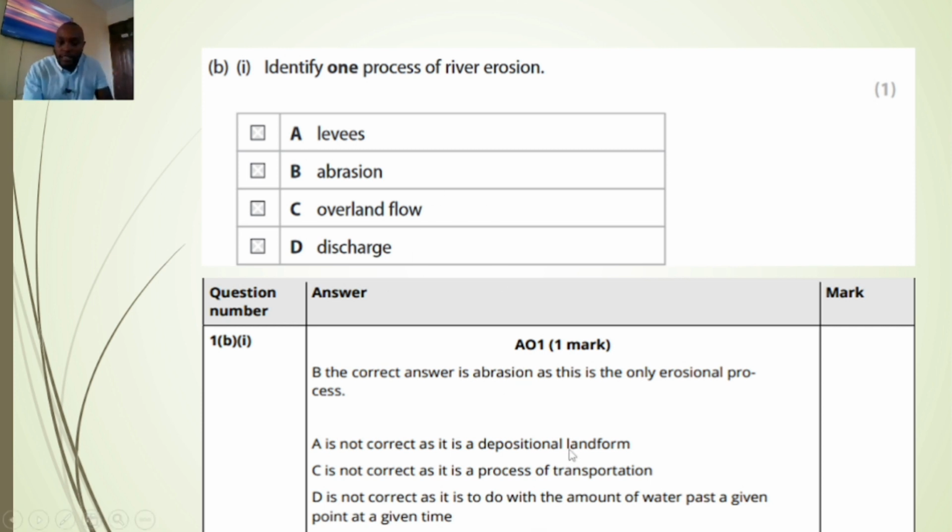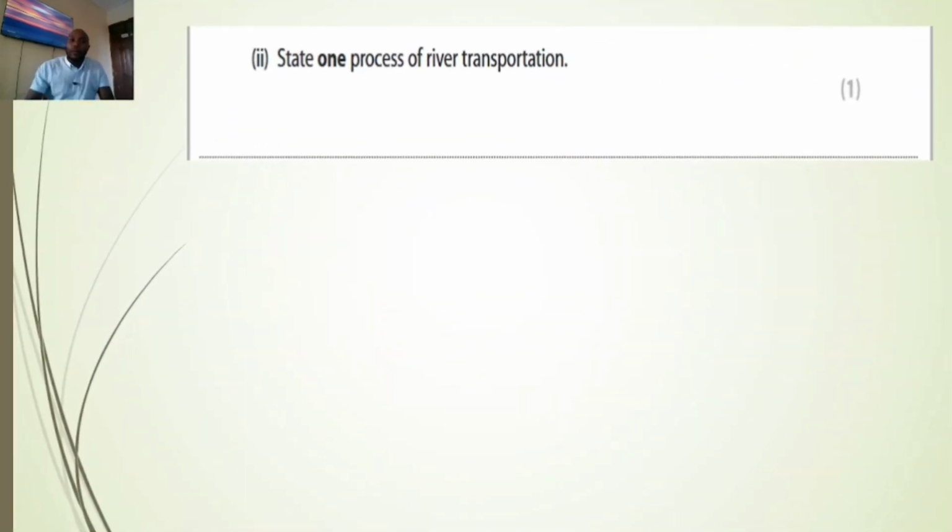So A is not correct, it is a depositional landform. C is not correct, it is a process of transportation. And then D is not correct, as it is to do with the amount of water passed at a given point, given time. Right?